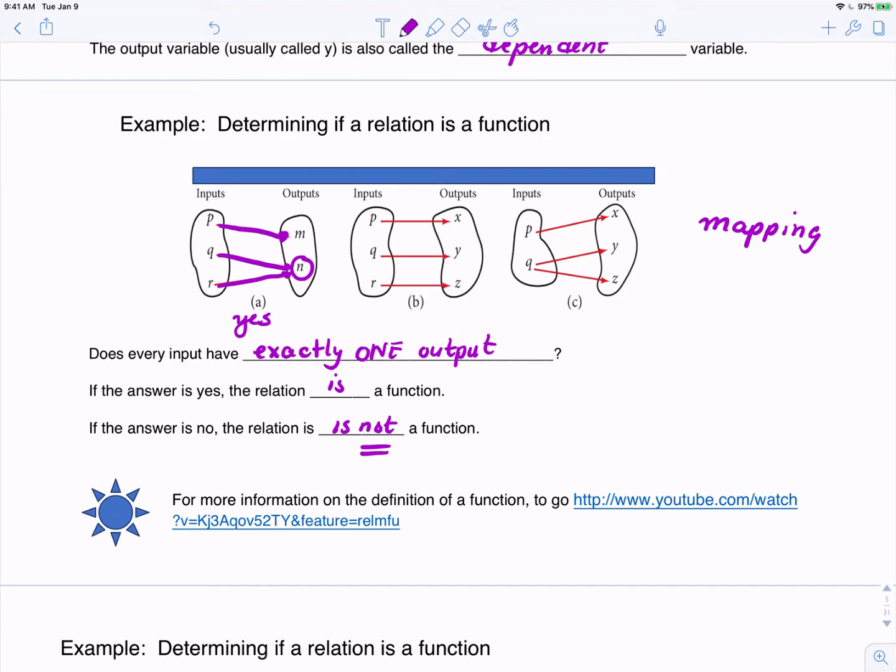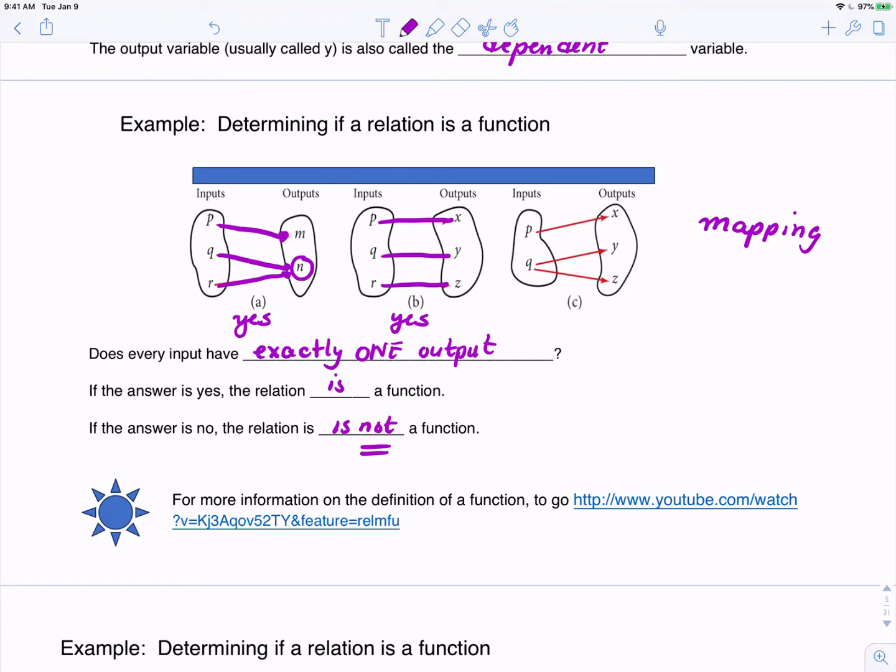Let's take a look at the second one. P is associated with X, Q is associated with Y, R is associated with Z. In this example, we can see that every input is associated with only one output. And so yes, this one is also a function.